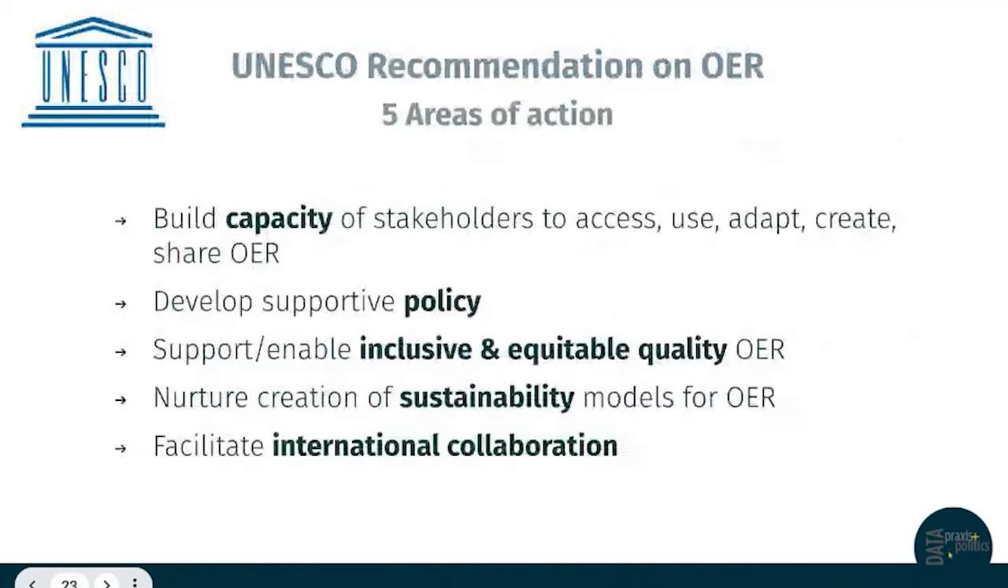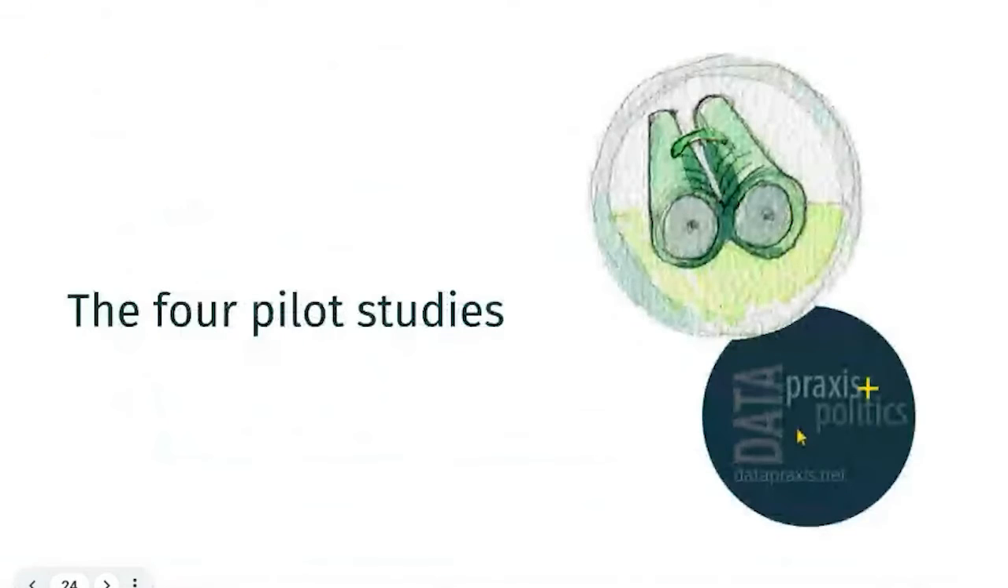but also to the resources. And these 5 areas that UNESCO considers need addressing are building capacity to access, use, adapt, create, and share these OERs; building a policy, which is key; then ensuring that what you develop is inclusive and equitable so that you can really access and use it, and that means a broader spectrum of the population; sustainability models for OER; and then facilitating international collaborations.